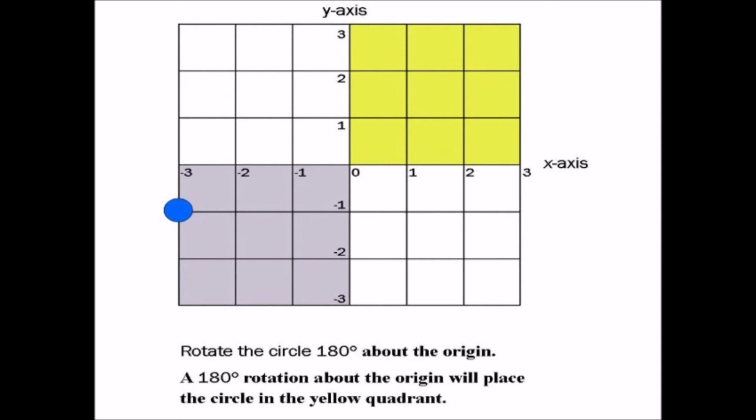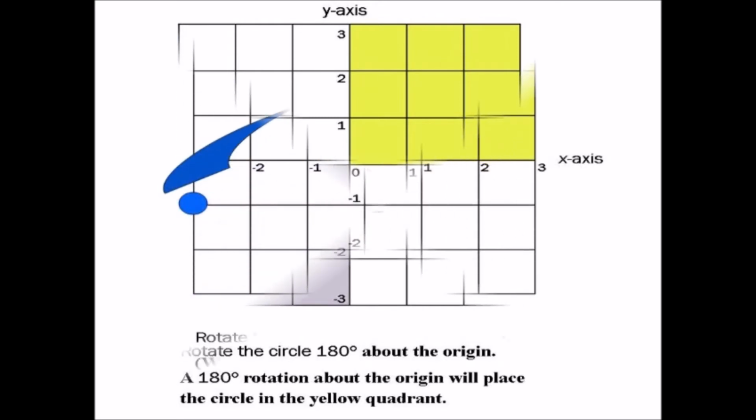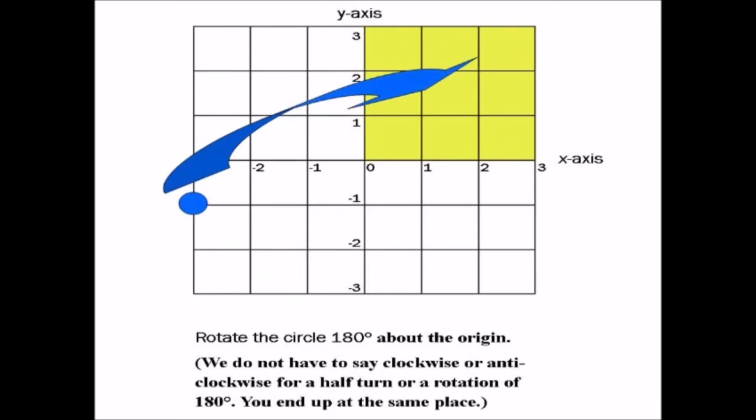Rotate the circle 180 degrees about the origin. Now we have 4 quadrants. A 180 degree rotation about the origin will place the circle in the yellow quadrant. So now we have done with the 90s. Now we're dealing with 180 degree turn. Now you don't have to say clockwise or counterclockwise for 180 degrees because it would end up in the same place. If you go to the left, I'll go to the right. And there you see, if you're rotating it, that's where that blue circle would end up in the yellow quadrant.